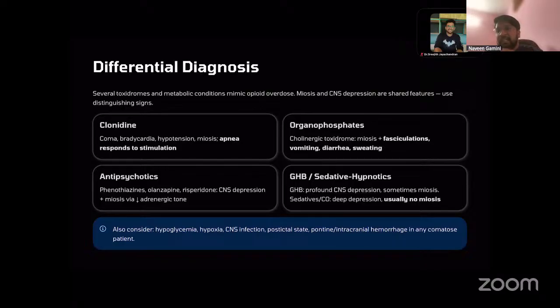But classic benzodiazepines and barbiturates can cause depression without miosis, which helps us to differentiate from opioid toxicity. The remaining general metabolic conditions that can also mimic opioid toxicity are hypoglycemia, hypoxia, CNS infection, post-ictal state, and, importantly, pontine hemorrhage, which can be a differential diagnosis for opioid toxicity.